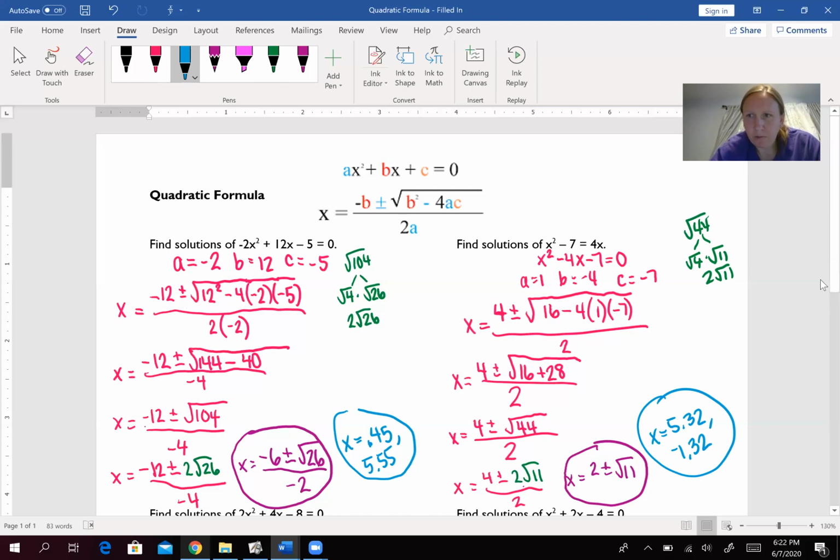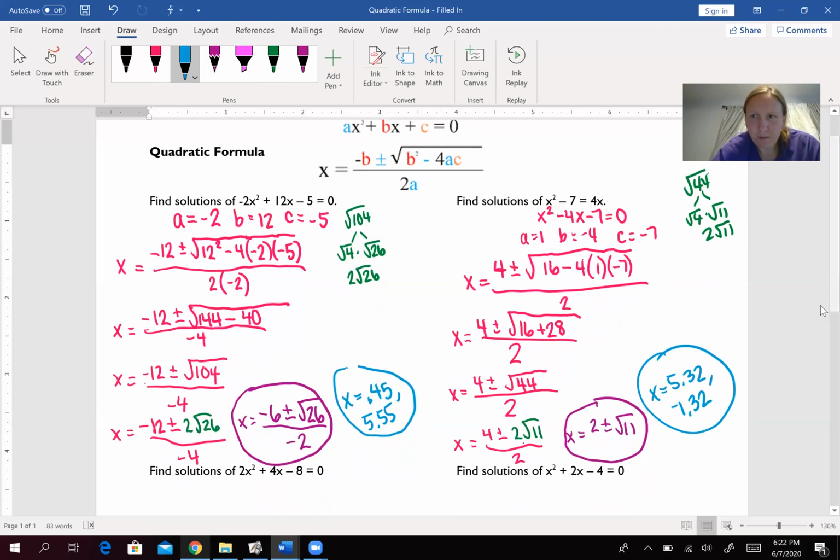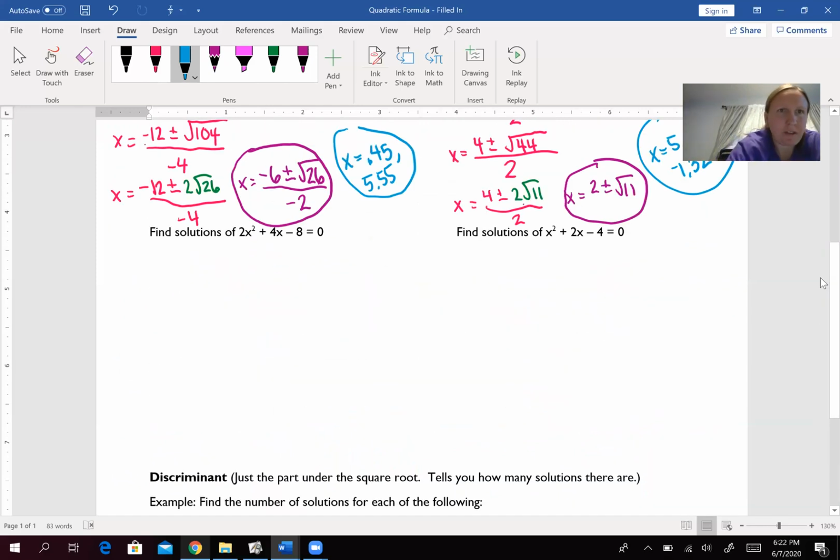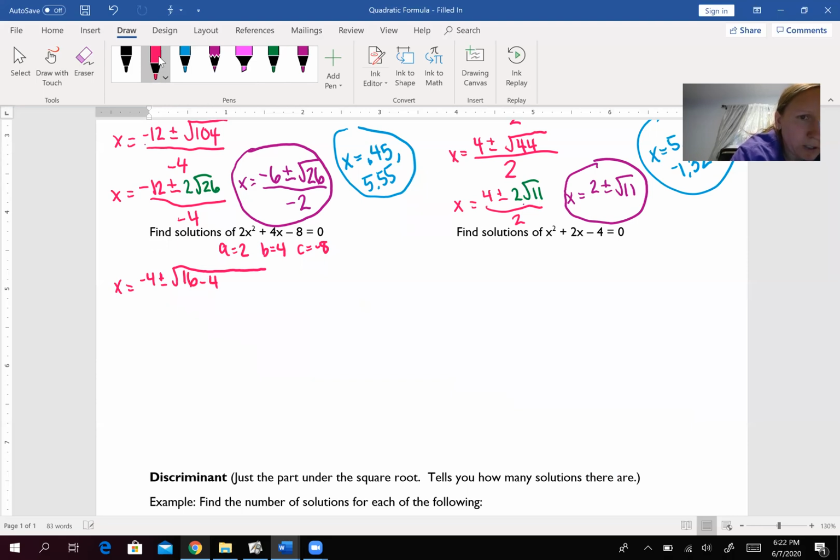Okay, let's try a couple more. Oops, too far. Okay, here we have a equal to 2, b equal to 4, and c equal to -8. So we have x equal -b, which is -4, plus or minus square root of b squared, so 16 minus 4 times 2 times negative 8 all over 2a, which is 4.